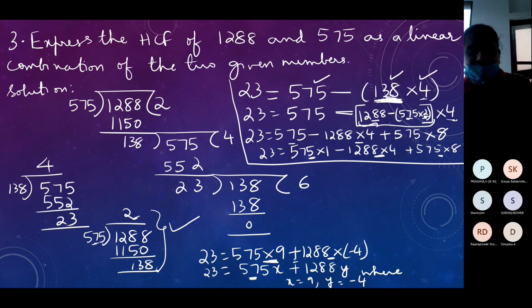So you can see here 575 into x plus 1288 into y. These are the two given numbers. 575 and 1288 are the two given numbers. So this is a linear combination of these two numbers. Where is it a linear combination? You can see x and y, no? It's a linear equation, right? X and y, it's linear. Yeah. So we have written the HCF 23 as a linear combination of the two numbers given, where x is 9 and y is minus 4.